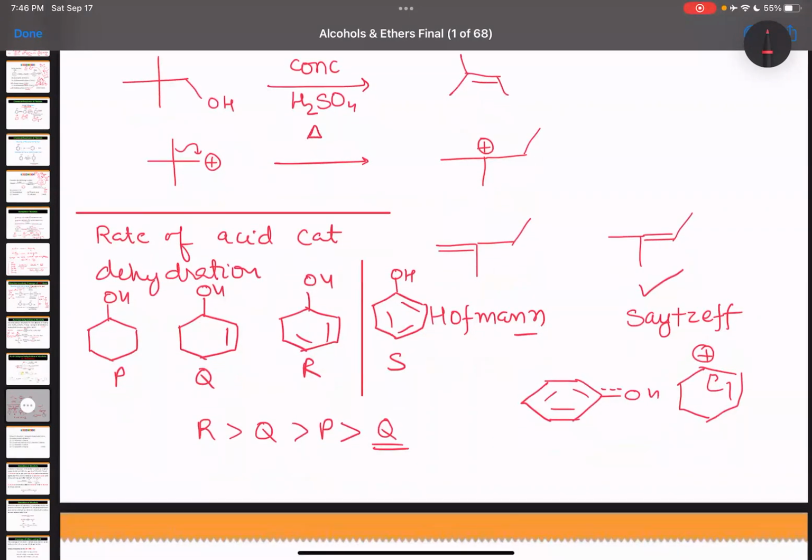But in benzene, some people may say, look, there are so many double bonds. It is of no use because the double bonds are already there and the OH is in resonance. If you make this cation, it will not undergo resonance, right? It will be highly unstable. You need a cation and a double bond adjacent to the cation, then the cation can undergo resonance, not this one. So this is going to be the answer. Is it clear?